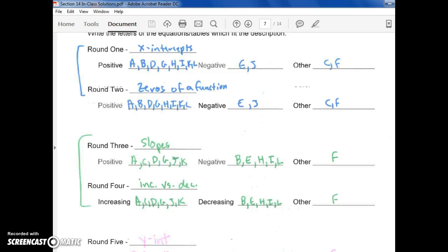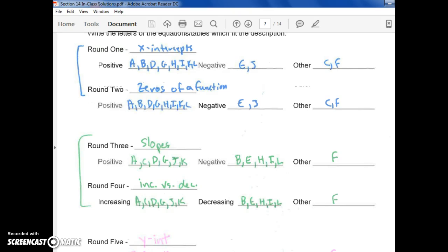In Activity 2 of Section 14, we're asked to look at two different structures for functions. We're asked to look at function rules or equations, and we're asked to look at tables representing functions. So the first round of the card sort activity was finding the x-intercepts. And then round 2, we're asked to find the zeros of the function. And truth be told, these are the same exact thing. If you're looking for the x-intercepts or the zero, we're effectively asking you the same question.